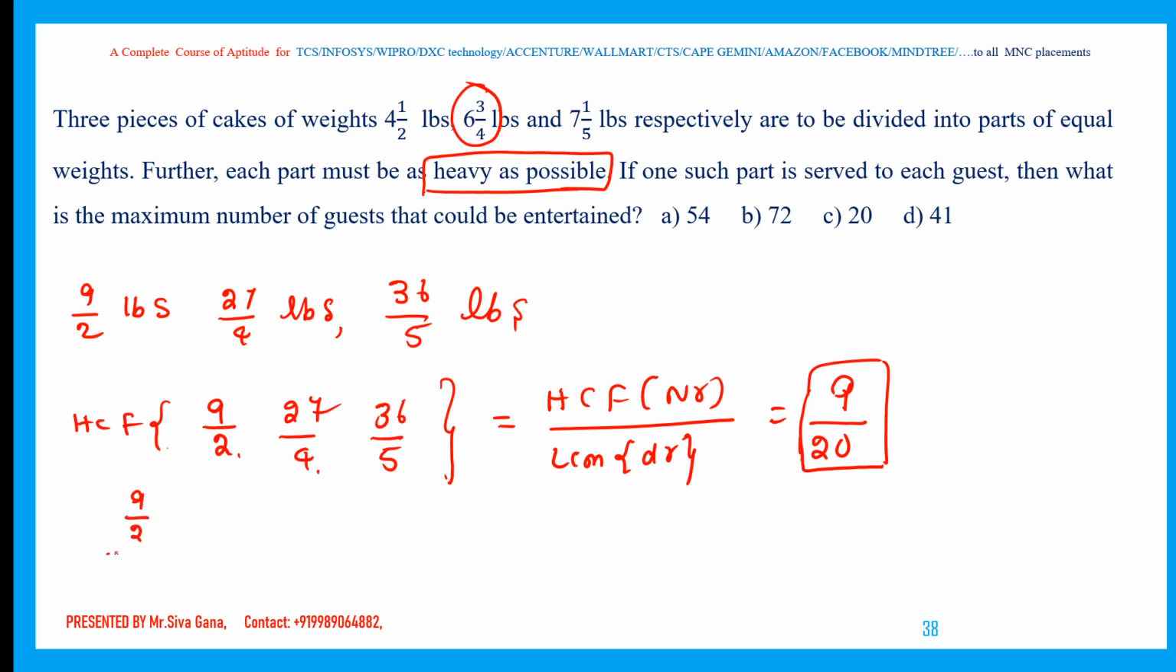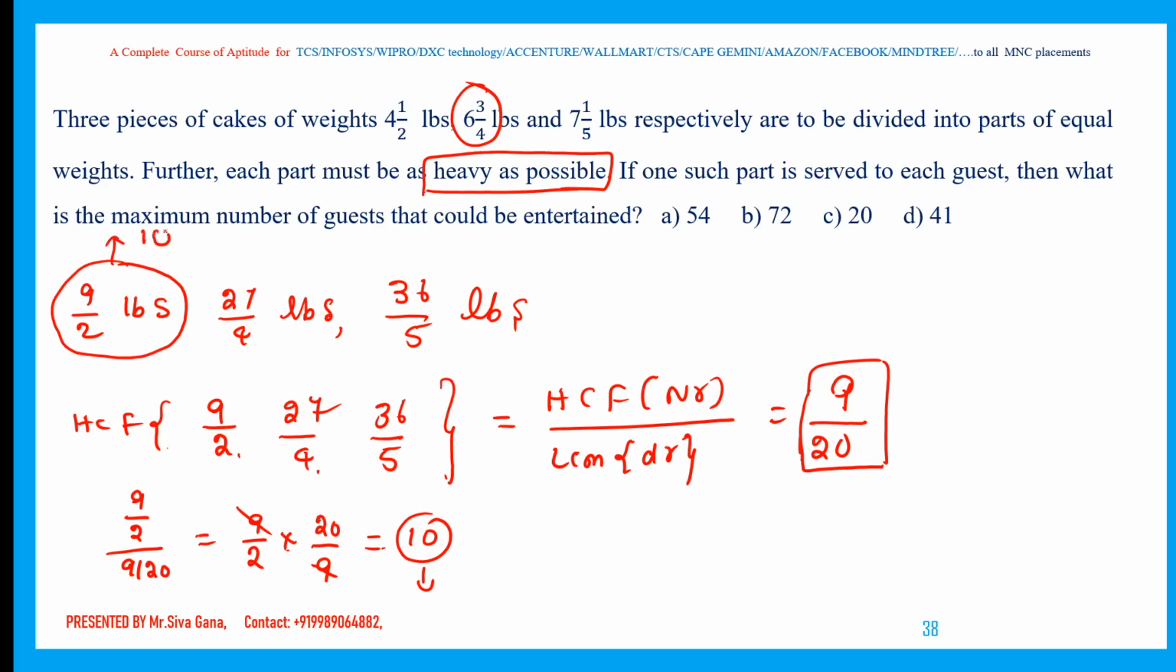Now from the first cake, how many cakes are we going to get? Each cake weight is 9 by 20, so 9 by 2 into 20 by 9. How many cakes can we cut? 10 cakes from the first cake. From this 9 by 2 lbs cake we can cut 10 cakes, each cake weighing 9 by 20. From the second, 27 by 4 divided by 20 by 9: 9 threes are 27, 4 5s are 20.